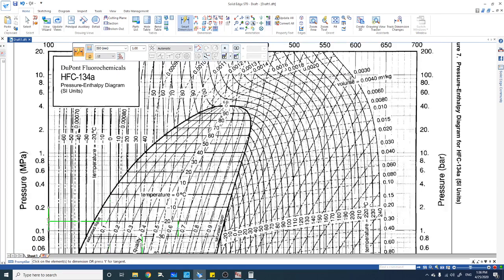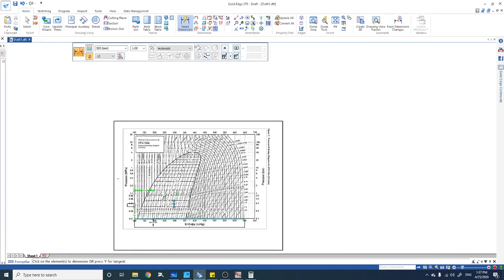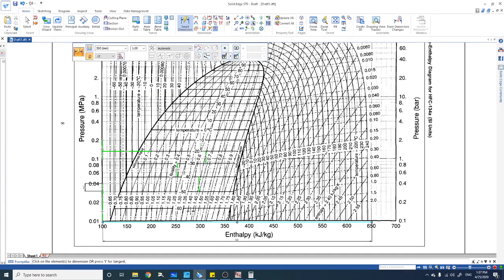Clear? So next you have lines of constant specific volume. They run as dotted lines. If you look at this screen, you will come across the lines of constant specific volume. Clear? So you have a lot of data provided in the same chart. Though it appears 2D physically, it is multi-dimensional in data.